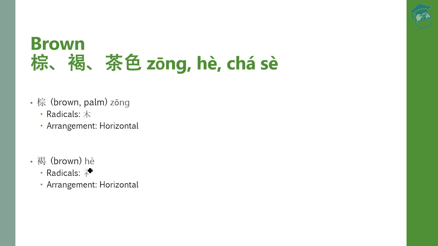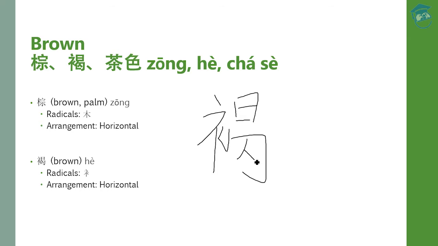So this is the pinyin 褐, and the radical is this one, what's on the left there. So the arrangement is horizontal because you have left and right components. Let's look at how to write 褐. 1 2 3 4 5 6 7 8 9 10 11 12 13 14. Okay, 14 strokes for this word, he.